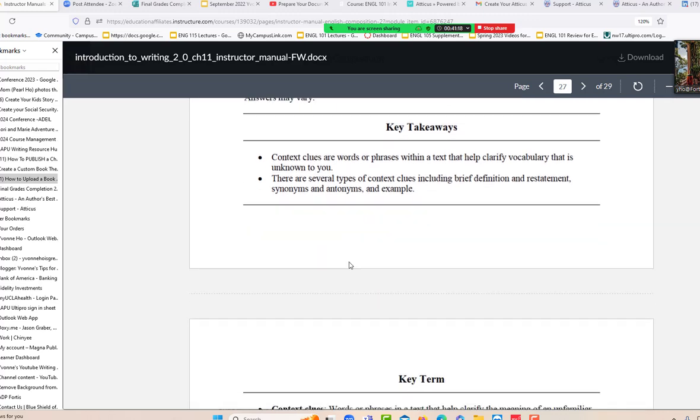So context clues are words or phrases within a text that help clarify vocabulary that is unknown to you. There are several types of context clues, including brief restatements, which usually have two commas in between it, synonyms and antonyms like abhor and adore, for example.